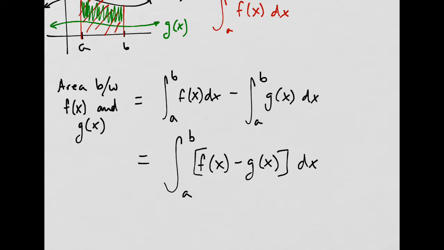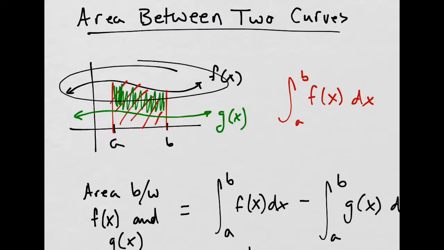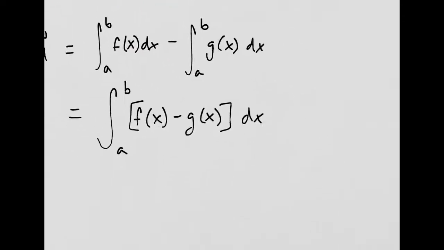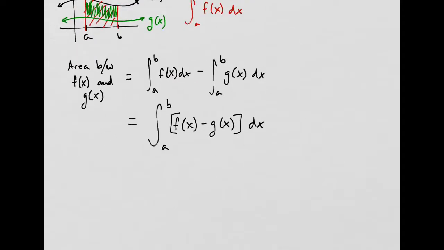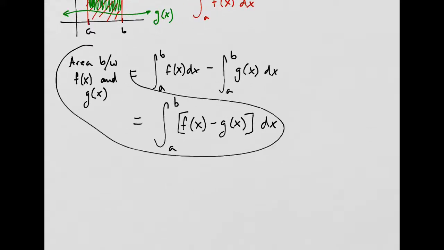where f of x is the larger function, meaning the thing that's most positive, and g of x is the smaller function, so it's going to be bigger minus smaller. That hopefully should make sense, otherwise you'll get a negative area. So area between two functions is represented by that. And it's just that simple.